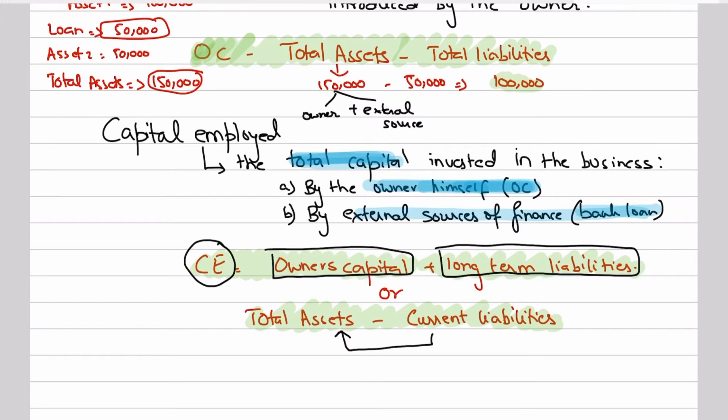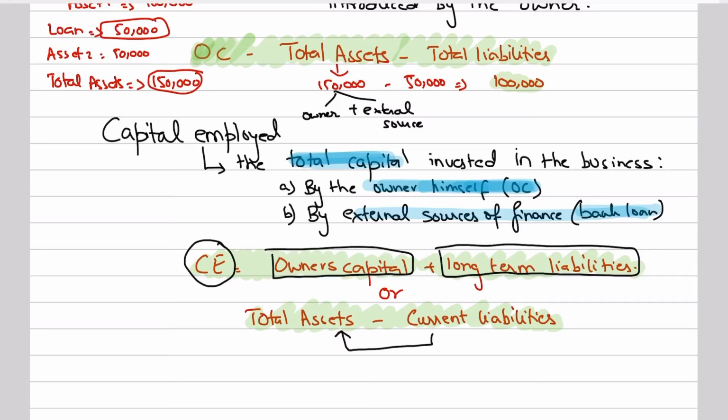There's another formula for calculating capital employed, and that is you deduct the current liabilities from total assets. The simple reason is that total assets represent the total amount of investment that has been made into the business, whether by the owner himself or through money obtained from external sources. So you deduct the current liabilities from it.